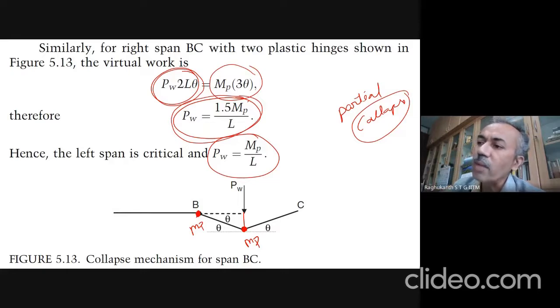Now for BC to collapse, load is 1.5 MP by L. For the AB it is MP by L itself. So the lowest, or the most critical span, is the AB span only. So MP by L is the collapse load, or the partial collapse, you can say, for this continuous beam. So this way you have to do for a continuous beam.